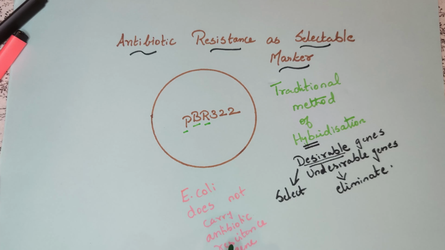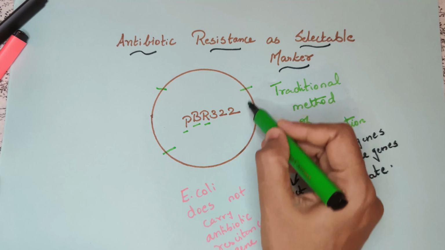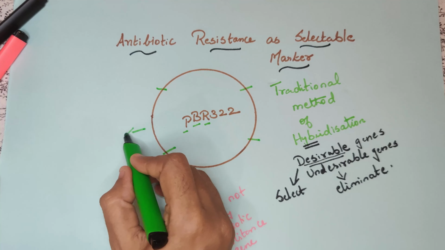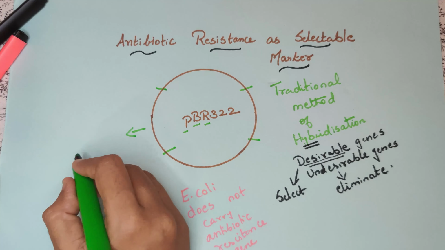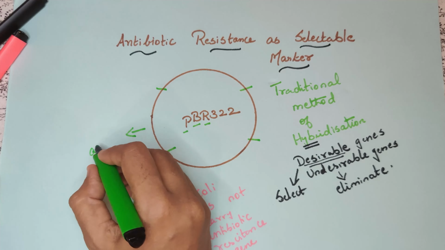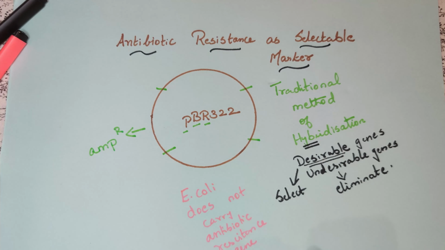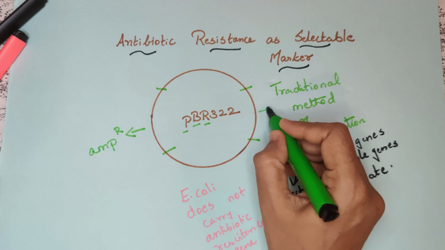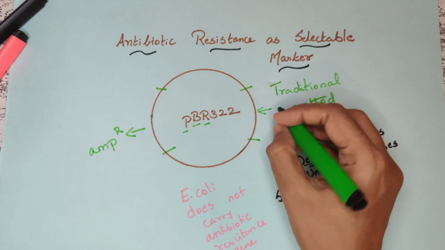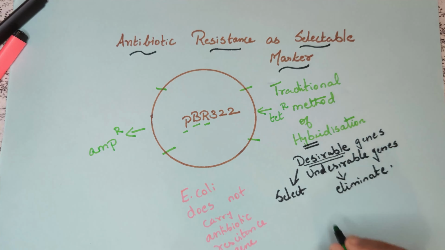What was so special about this is that this plasmid contains two regions. This region contains a gene that is responsible for resistance to ampicillin. So you write AMP capital R. This region that you see here carries resistance to the tetracycline antibiotic. So it is TET-R. Now what do you mean by this antibiotic resistance?